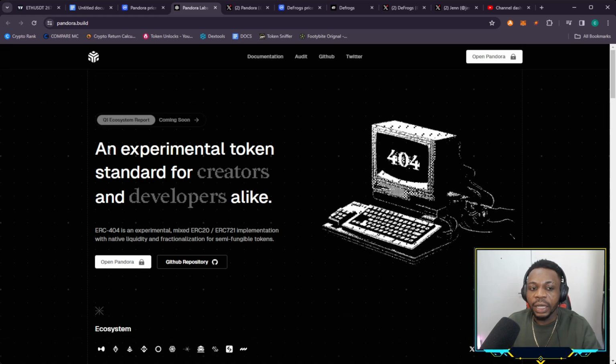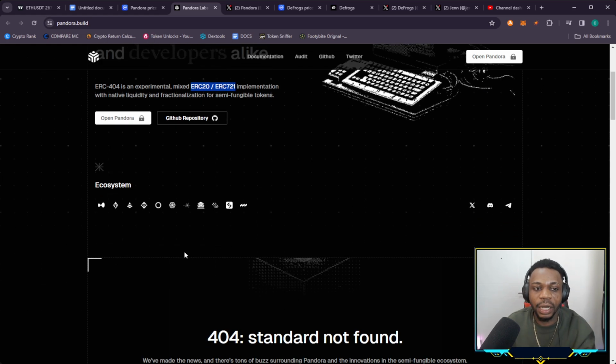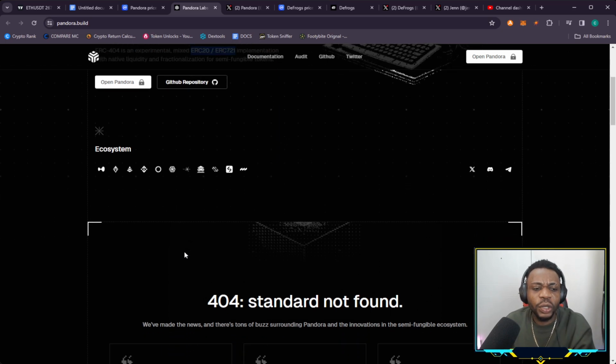So it says an experimental token standard for creators and developers alike. The ERC404 is an experimental mixed ERC20 and ERC721 implementation with native liquidity and fractionalization for semi-fungible tokens. So this is a way for NFTs to also grab liquidity from normal ERC20 projects. Like you can see, you can trade on the ERC20, and then at the same time your NFT as well.